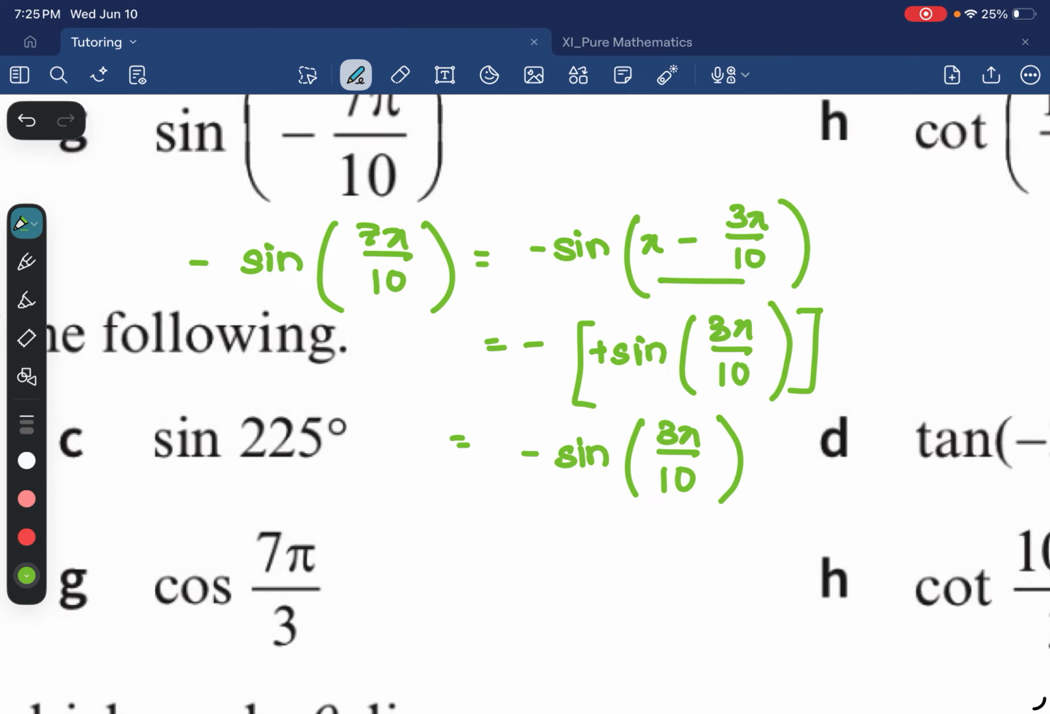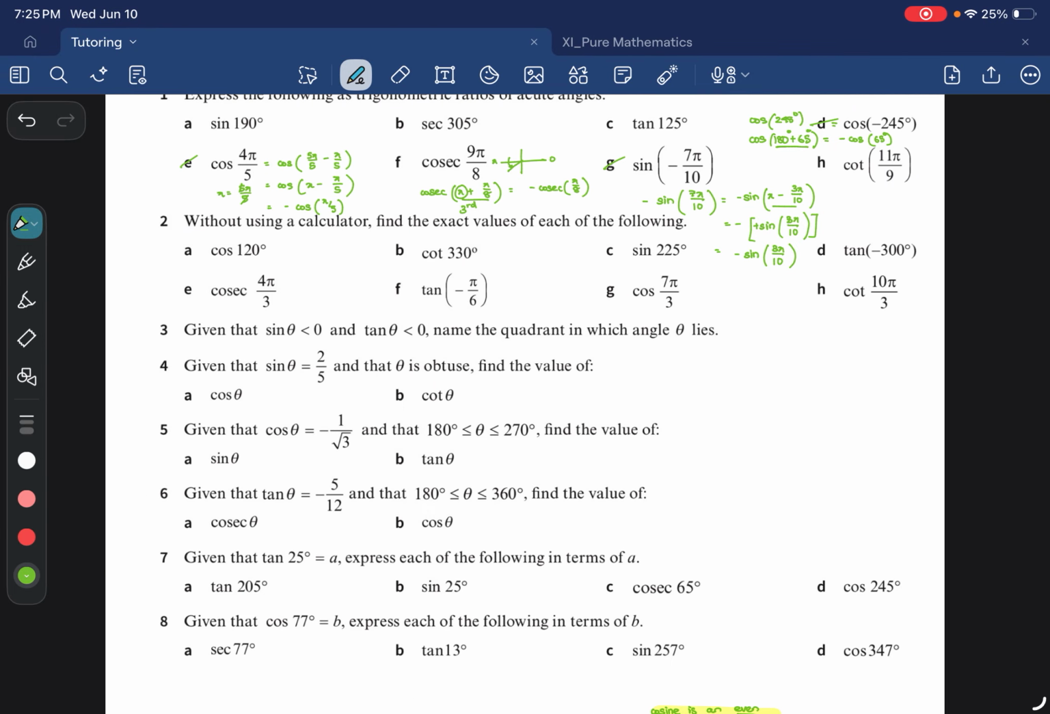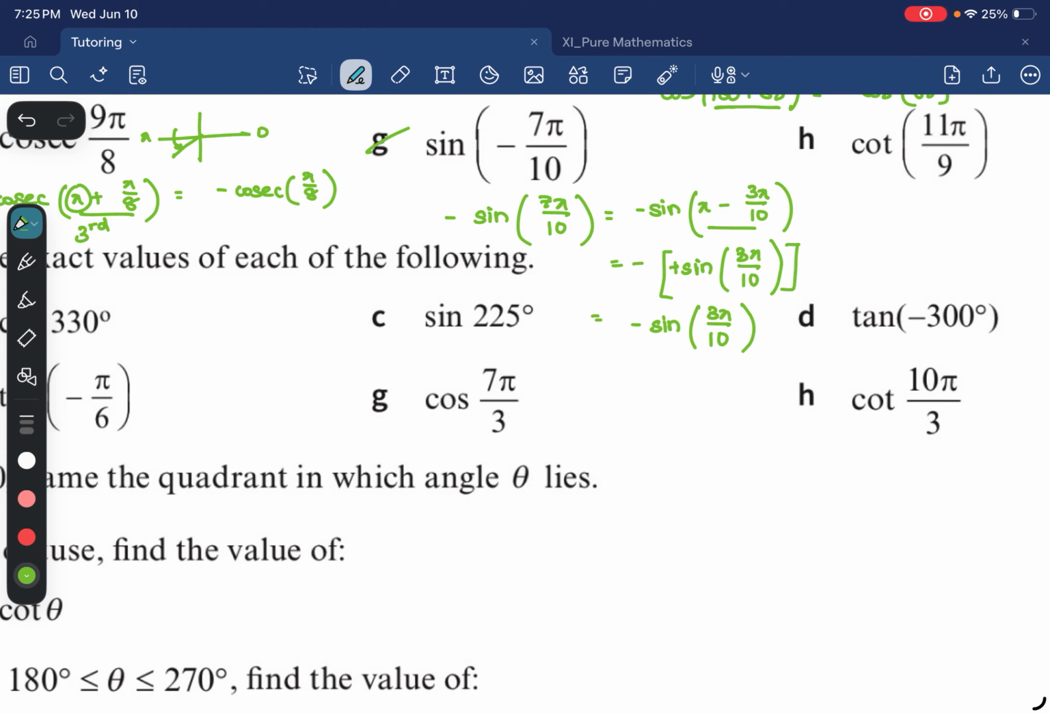And this also does not match with the textbook, but you can check. You can put it in your calculator. And yeah, your answer should be negative. So that is the solution to G. Your answer is negative sine, because negative times positive gives you negative, and then you solve it like this.